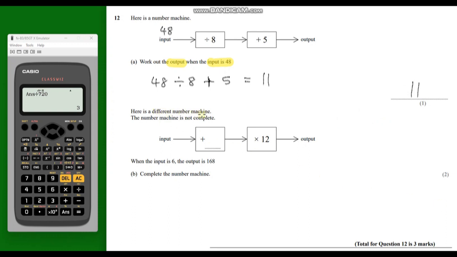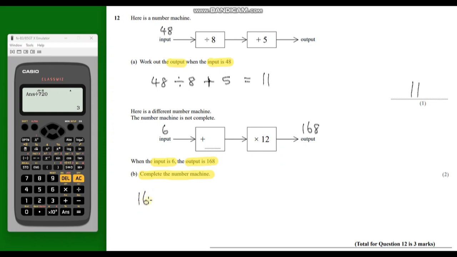Here is a different number machine. The number machine is not complete, which we can see here. When the input is 6, the output is 168. Complete the number machine. Right, okay, we're going to have to work a bit backwards for this one. So our input is 6 and our output is 168. So my output is 168. Now notice I'm multiplying by 12 to get my answer. So to go backwards, I'm going to do the opposite and divide by 12.